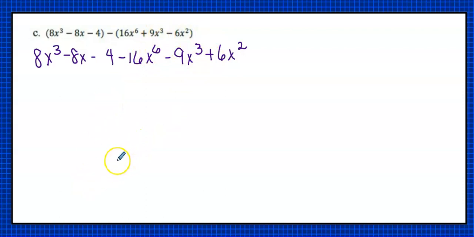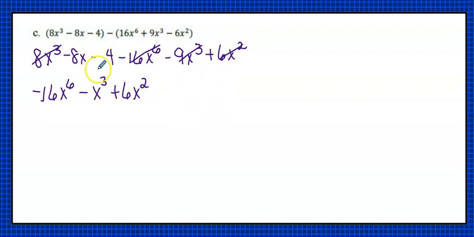Now I just need to look for like terms. I have an x to the 6 term, and there's no other like terms there, so I'm going to just bring that down. And then I don't have anything else until my x cubed terms. I've got a -9, positive 8. That's negative x cubed. So I'm going to mark these out. Okay, and then I have a plus 6x squared. No like terms there. A minus 8x. And a minus 4. So I think I got everything.